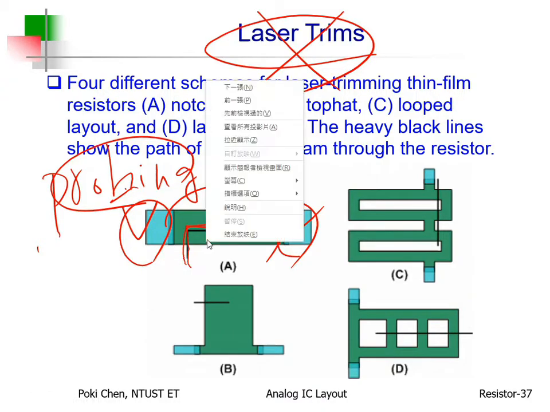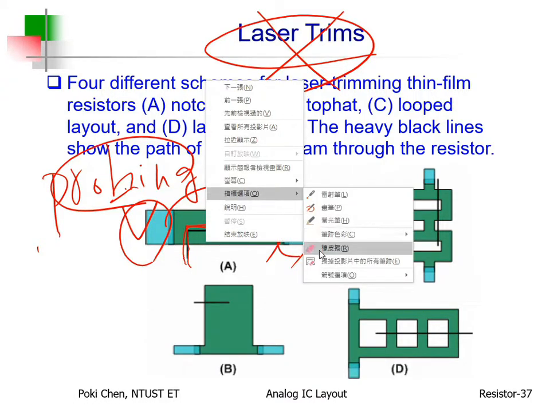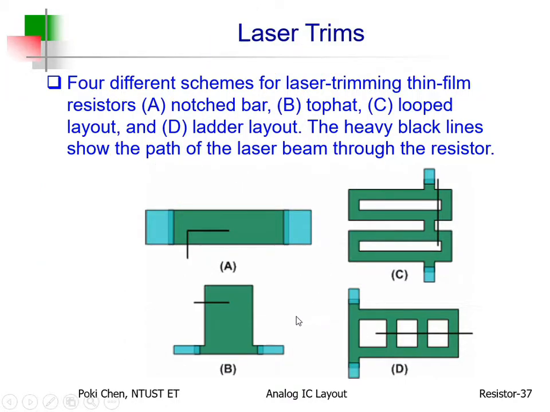So in theory, the effective width will become here instead of there, right? So the resistivity will be reduced. Got it? So in this way, we can increase the resistivity, the resistance. All right?